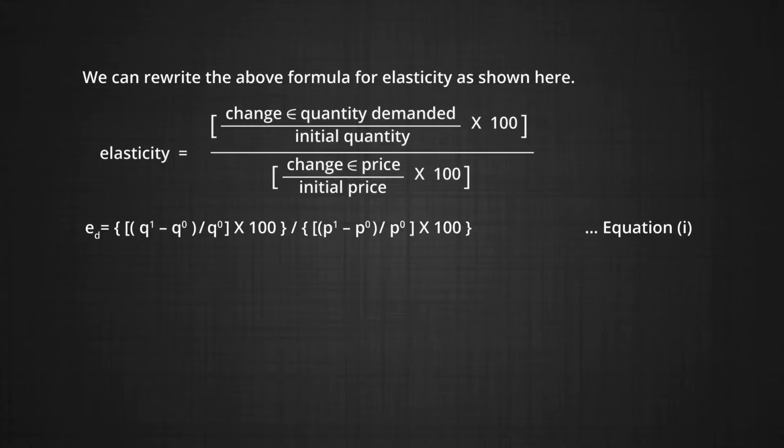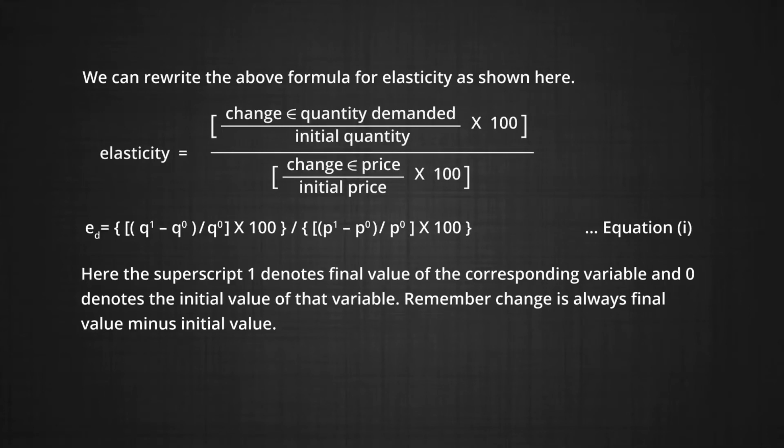The numerator on the right hand side of this equation is nothing but the percentage change in quantity demanded. The denominator is the percentage change in price. The subscript 1 denotes the final value of the corresponding variable, and the subscript 0 denotes the initial value of that variable. Remember, change is always measured in terms of final value minus initial value.